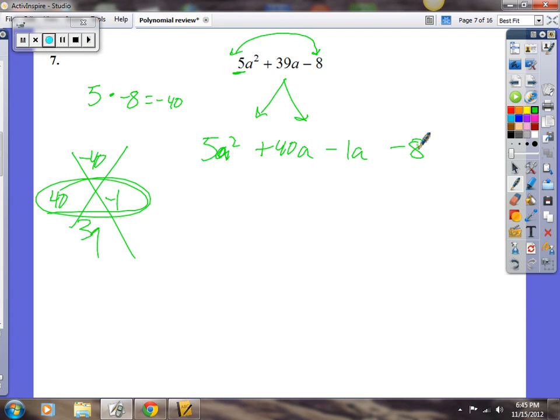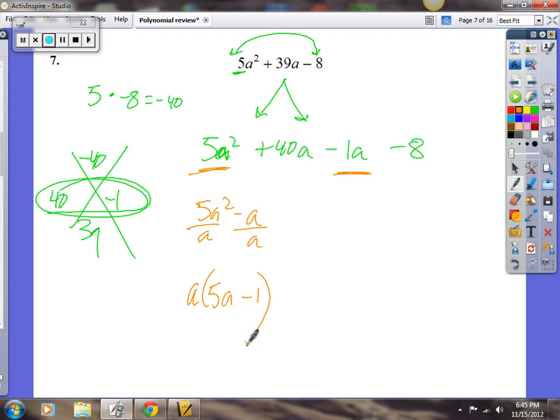Okay, now if you got 4 terms, you just group them. So I'm going to look at all these signs, and we've had enough practice, I'm going to group this guy with this guy, because I got one positive and one negative. And I'm going to take 5a squared minus a, and divide by a. So it's going to be a times 5a minus 1.